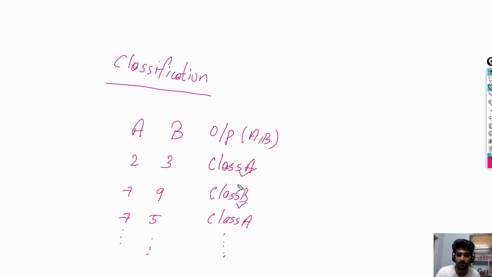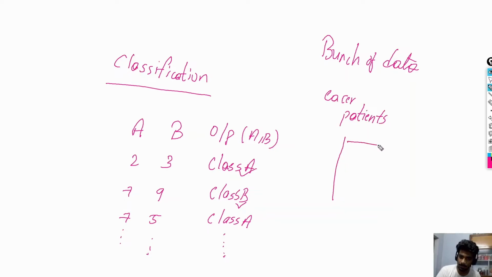Assume that I gave you a bunch of data regarding cancer patients. This data contains only input variables, for example, only AB values. I am not giving you the data about the classification. I have only given you the bunch of A and B values, and I asked you to predict the output variable.